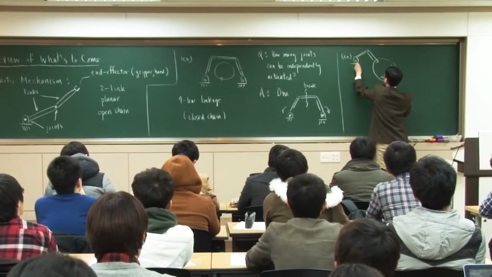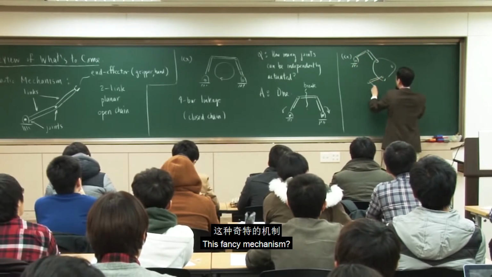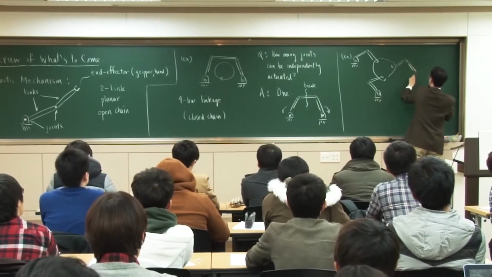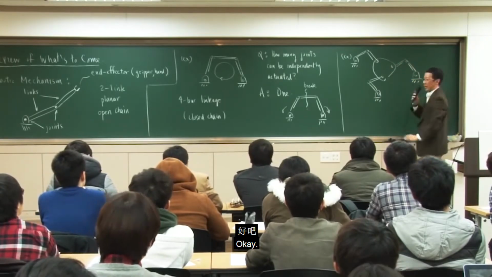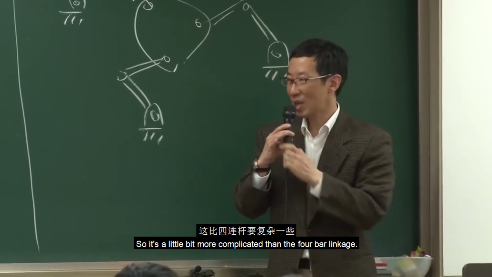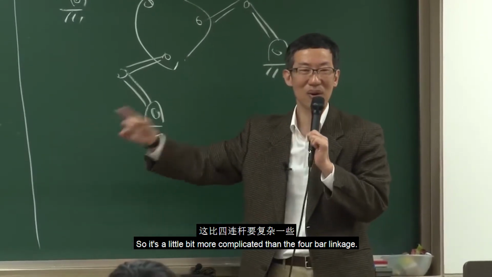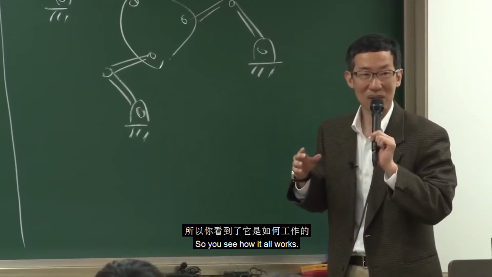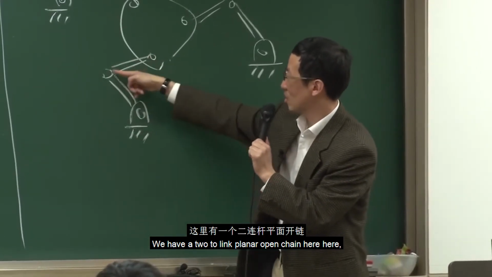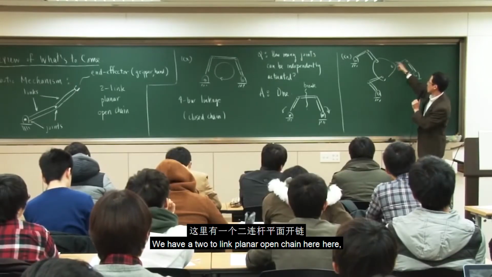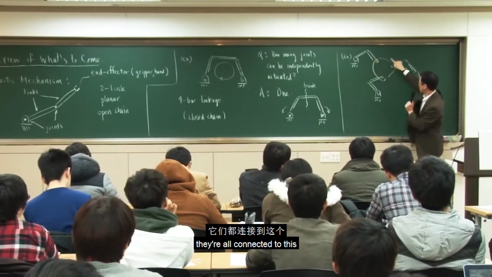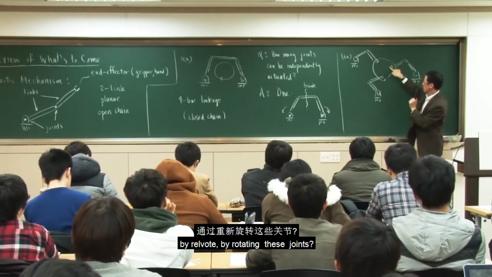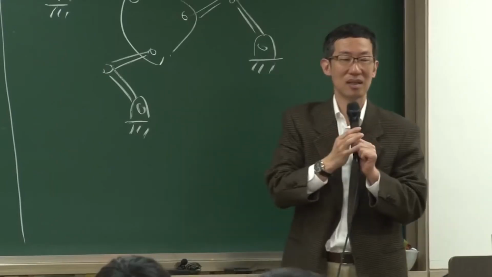So I'm going to draw this fancy mechanism. It's a little bit more complicated than the 4-bar linkage. So you see how it all works? We have a two-link planar open chain here, here, and here. They're all connected to this rigid body by these rotating joints, pin joints.